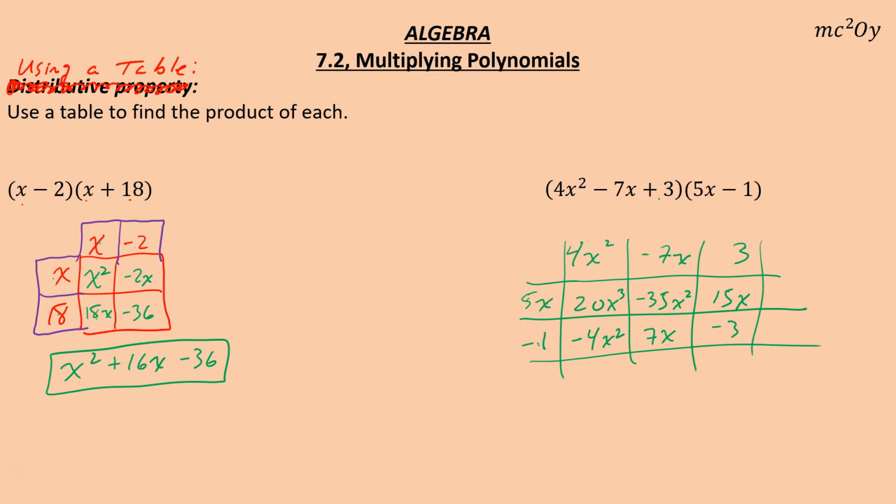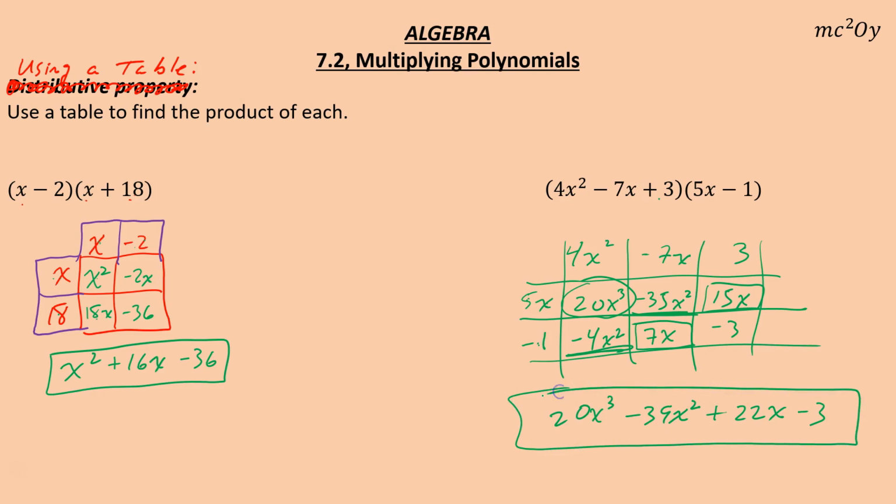And then looking at my like terms, well, I've got here and no other x cubed, so I have 20x cubed. I have a negative 4x squared and a negative 35x squared, so that is negative 39x squared. I have a 7x and I have a 15x, so that gives me a positive 22x, and I have a negative 3. And that is my answer. It is a nice way to organize yourself.